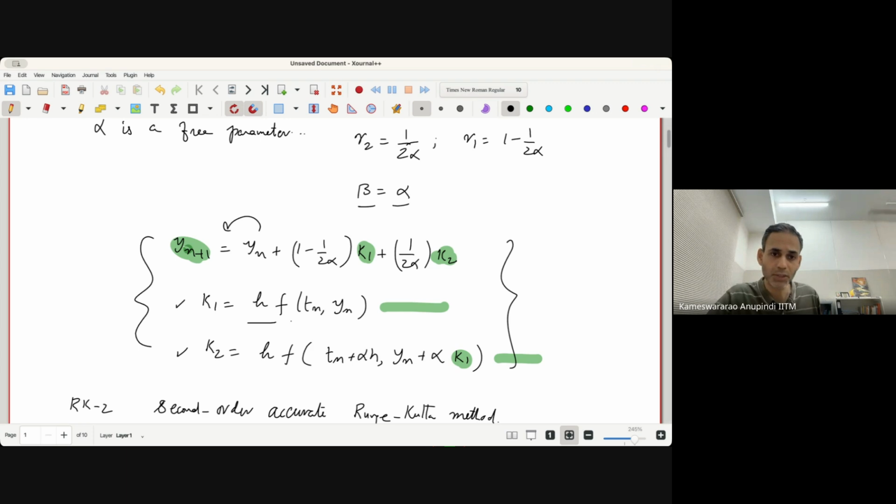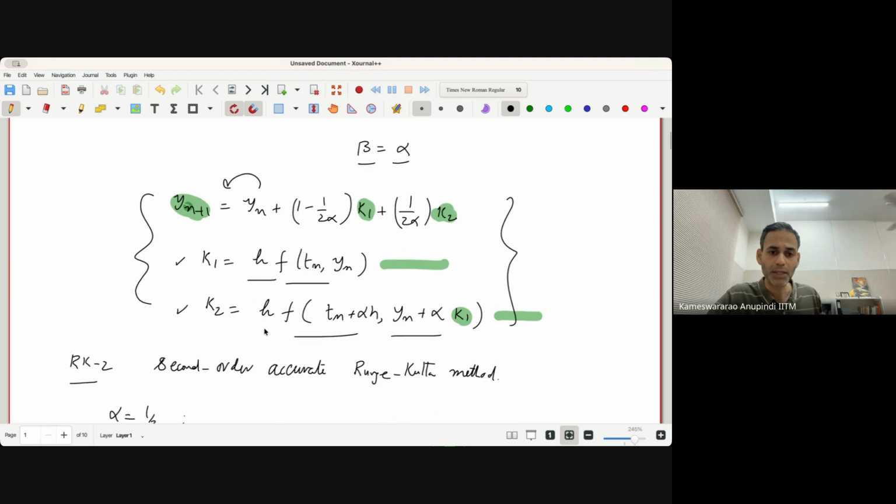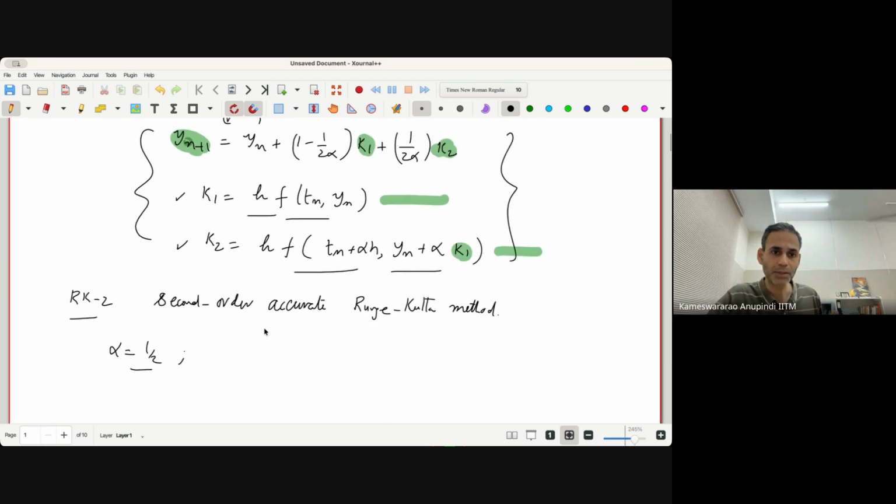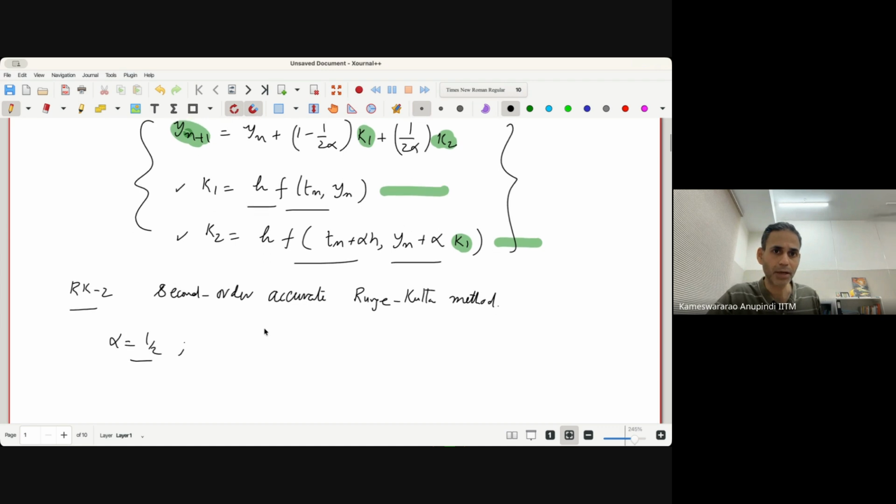So as a result, we just need to calculate what is the function value at a different time step location and at a different y location. Okay, so that means we have to calculate the same function value at this particular Tn plus alpha h and yn plus alpha k1, and then once we have these 2 function evaluations, we can calculate yn plus 1. Okay, so that is the RK2 method, the Runge-Kutta second order accurate method.